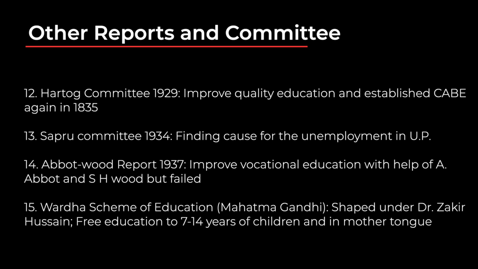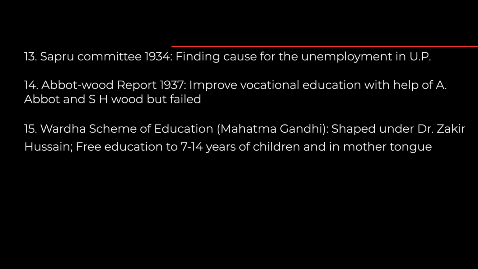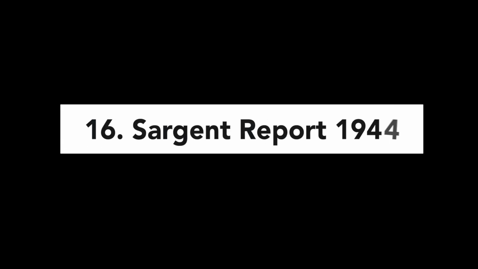Then we have Sapru Committee that came in 1934, which basically looked at the unemployment of UP state. Next one is Abbott Wood Report 1937 to improve vocational education with the help of A. Abbott and S.H. Wood, but they failed to come up with any solution. 15th one being the Wardha scheme of education, based on the philosophy of Mahatma Gandhi and shaped under Dr. Zakir Hussain. It emphasized free and compulsory education for children aged 7 to 14 and imparting education in the mother tongue.